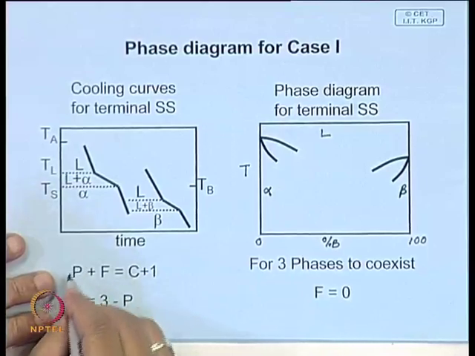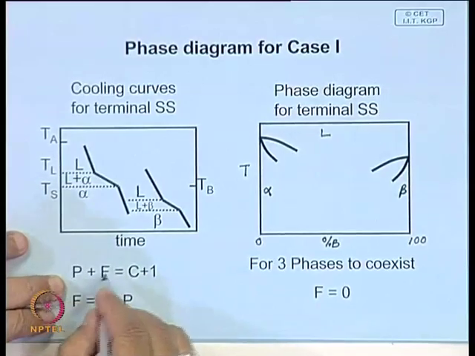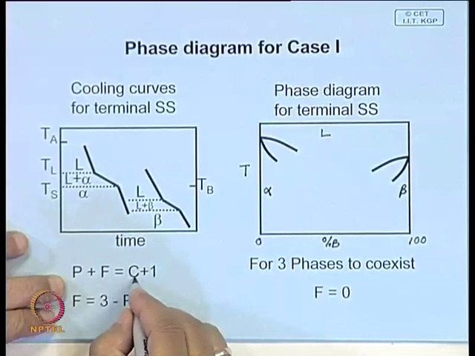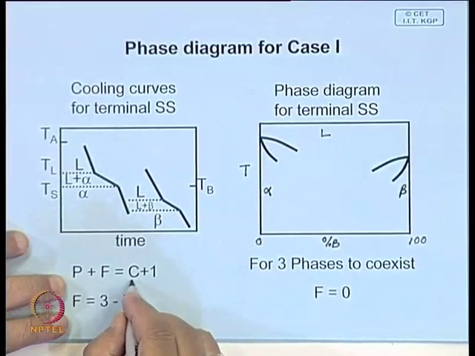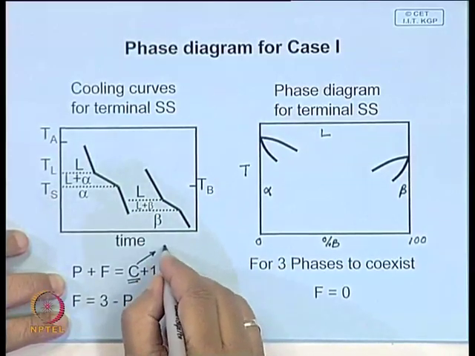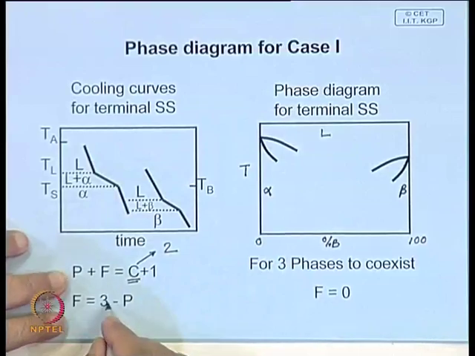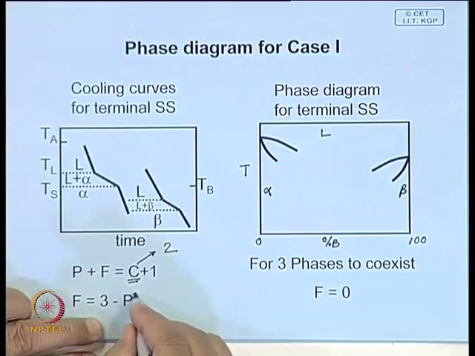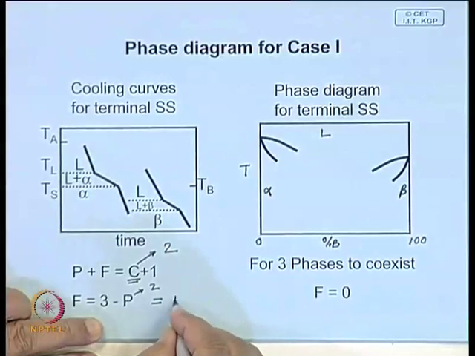The Gibbs phase rule states that the number of phases plus degrees of freedom, P plus F, equals C plus 1. Now, this is a binary solid solution, a binary alloy. Here the number of components C is 2. Therefore, the degree of freedom is 3 minus P. Now, if the number of phases is 2, then F is equal to 1.